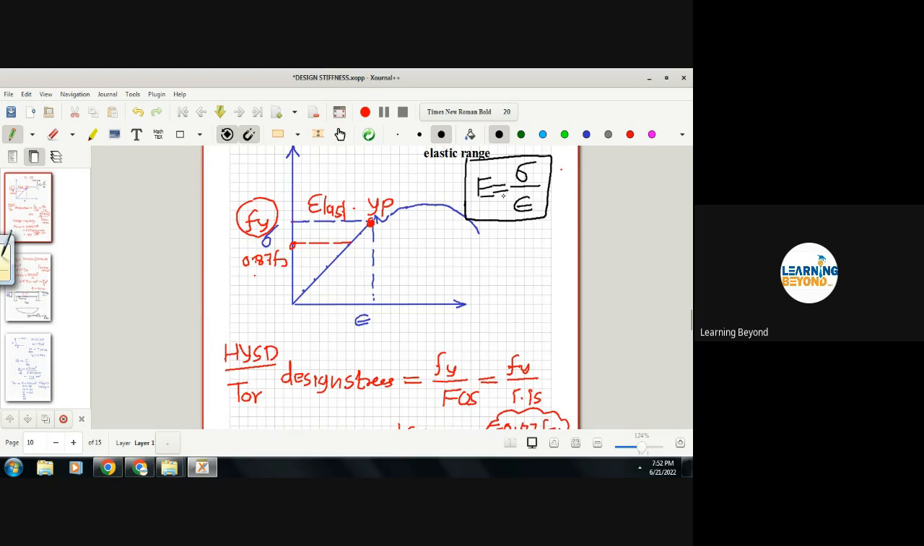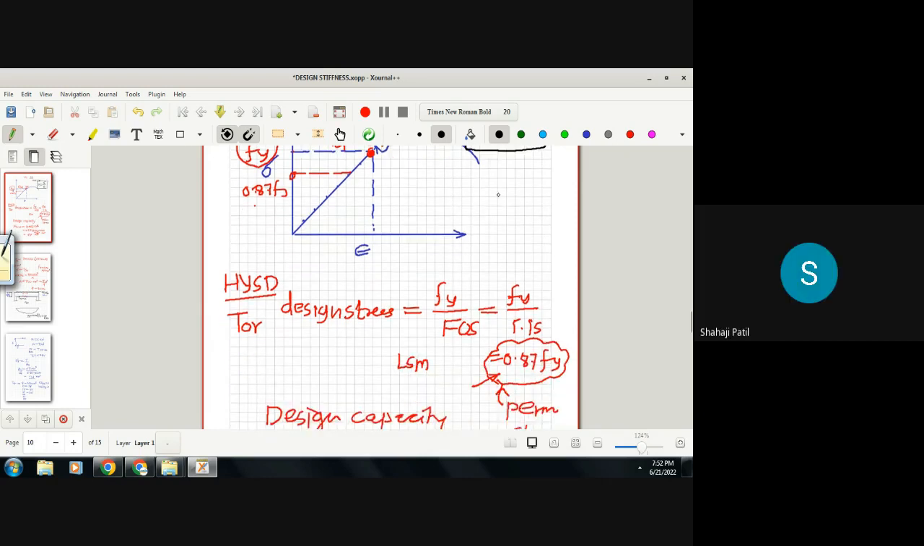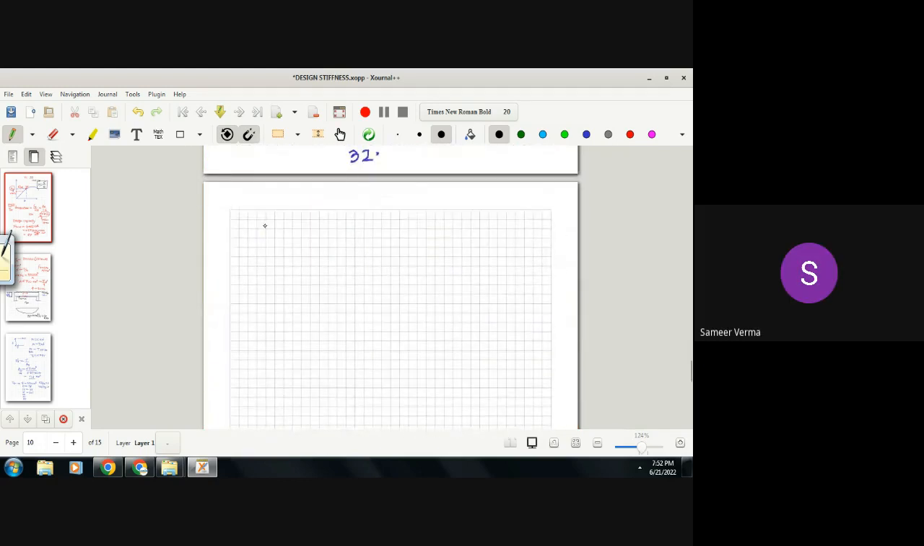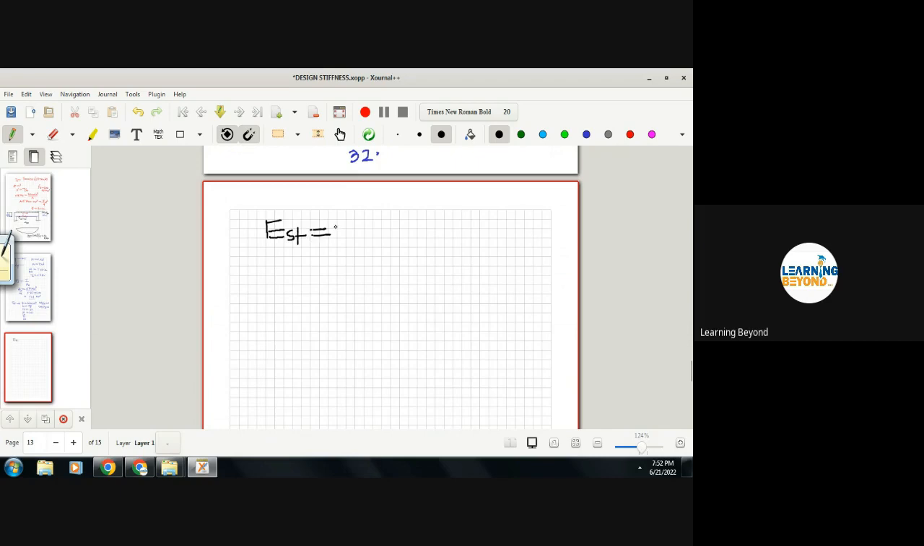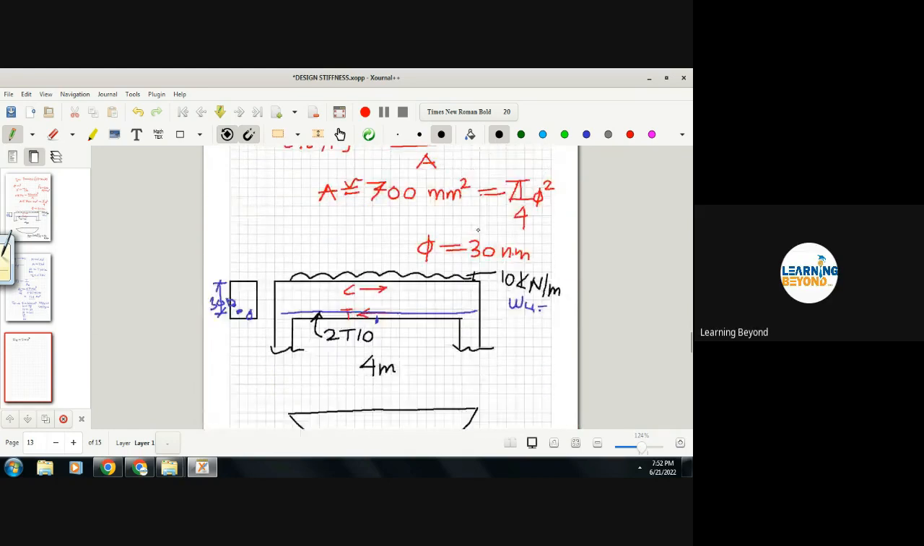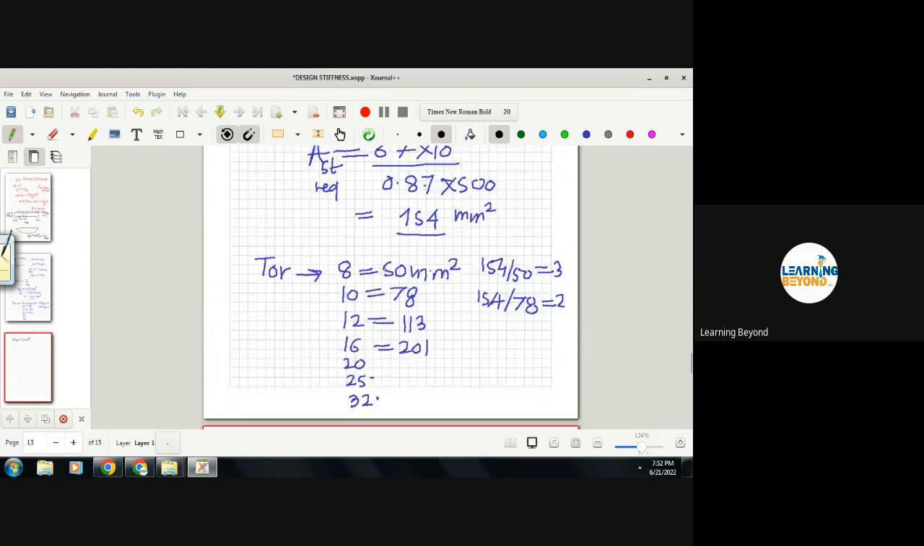Does anybody know the value of modulus of elasticity for steel? Steel's value is 2 into 10 to the power 5 Newton per mm square. So this is the E value of steel, 2 into 10 raised to 5. What is the unit? Newton per mm square, because you know that it is stress upon strain.